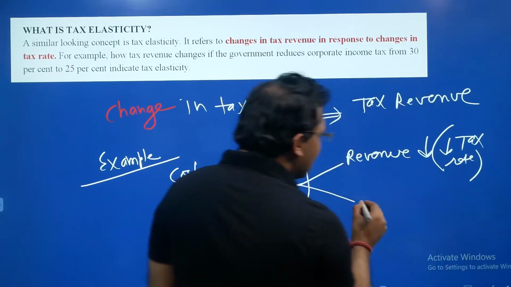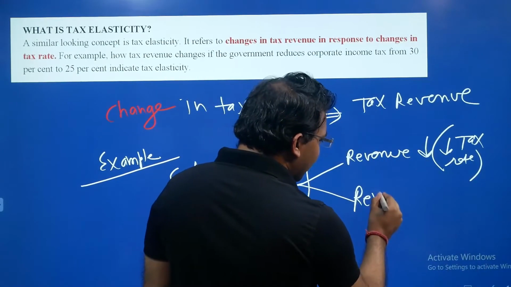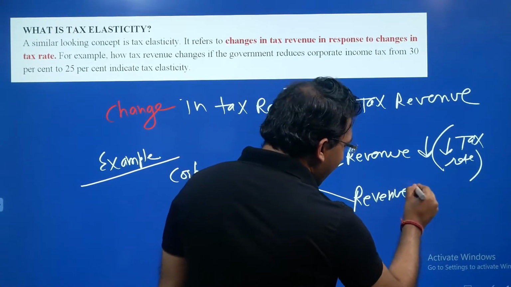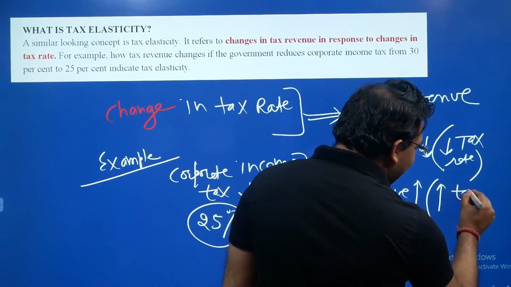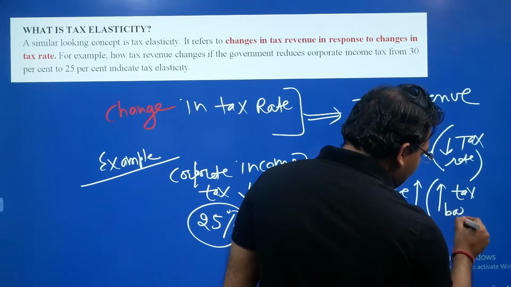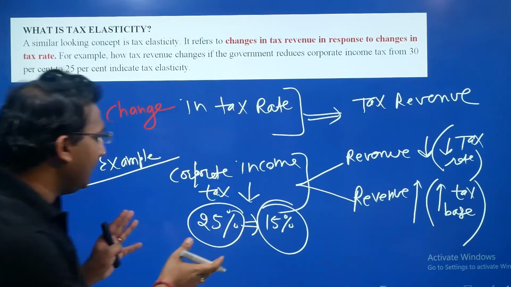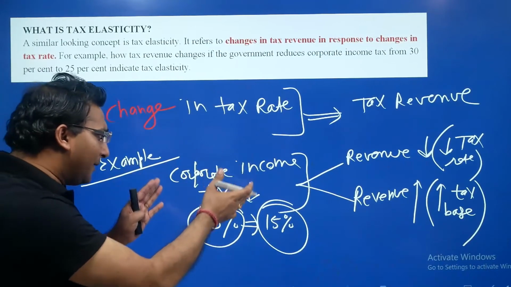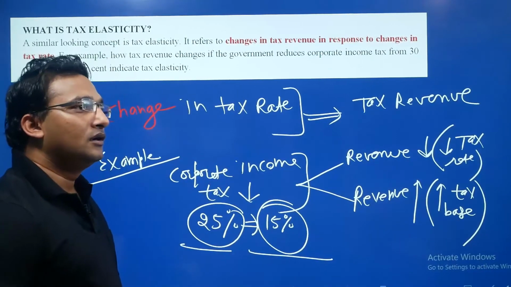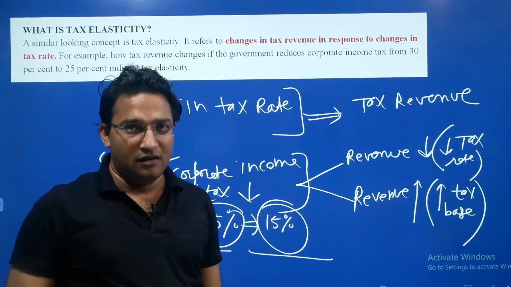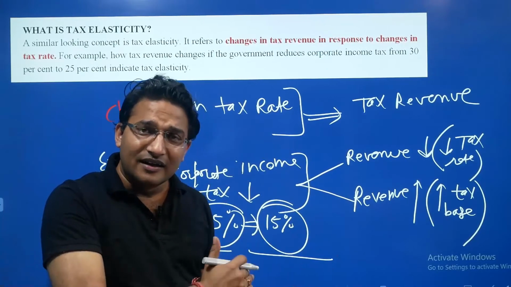But some revenue can increase. Why is that? Because of an increase in the tax base. For example, in this case only, if corporate income tax is reduced from 25% to 15%, more foreign companies will come to India because the rate of income tax is less.